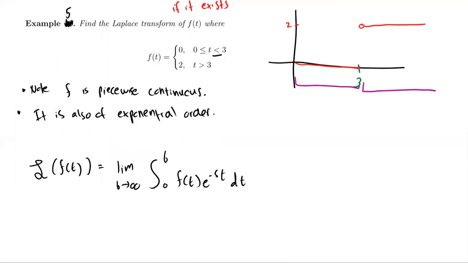Meaning that we can just calculate this integral on the interval 0 to 3, and then add the area on the interval 3 to infinity, which is the same as saying adding the integral from 3 to infinity. And this is just something that you learn in Calc 1. You can break up an integral into its different subdomains.